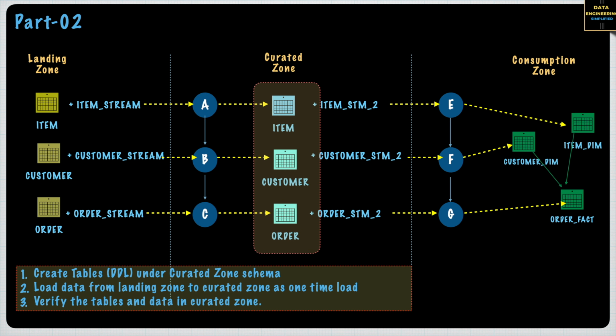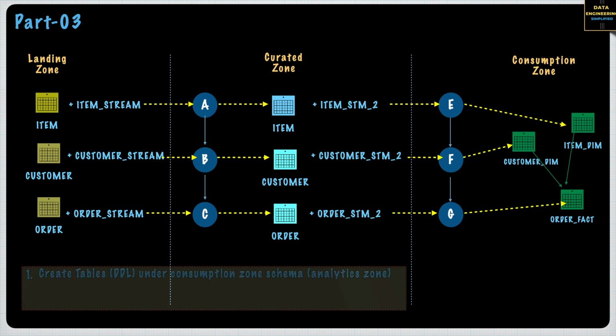So part 2 is completed. We have created 3 tables under curated zone: item, customer, and order. We have also populated data as is from our landing zone to the curated zone, and the history data is now available within the curated zone. We have validated the number of rows. We have only added one additional column called PK auto increment for each of these respective tables. We'll move to part 3.